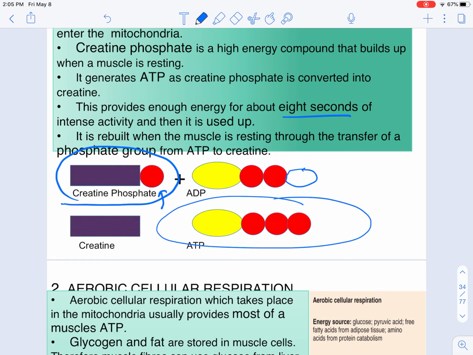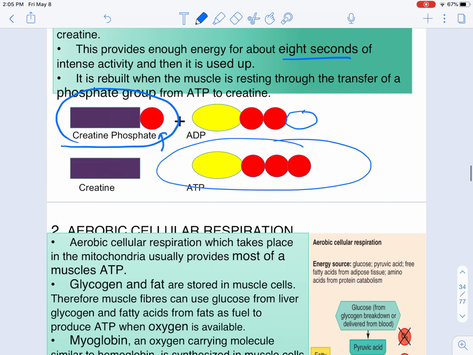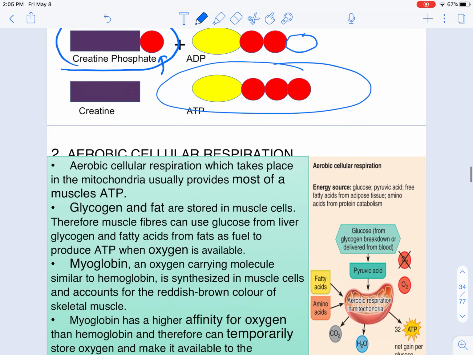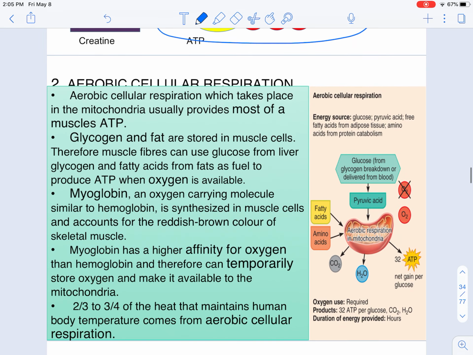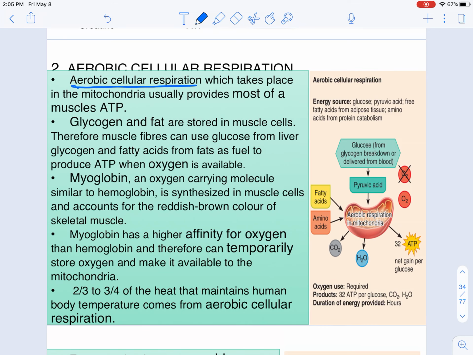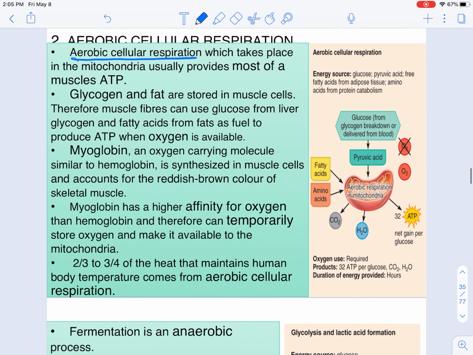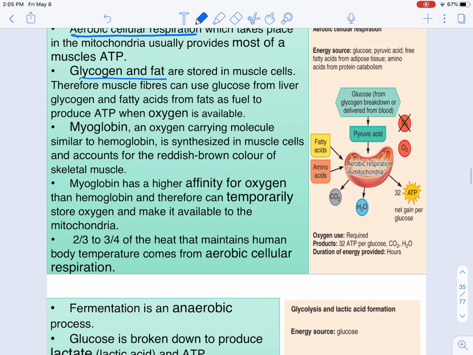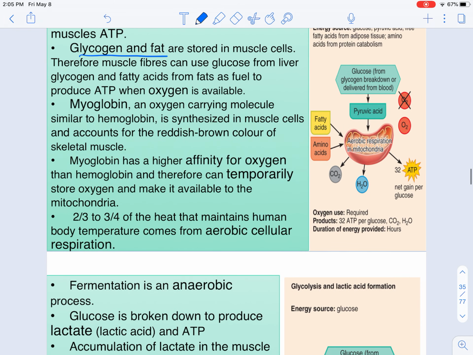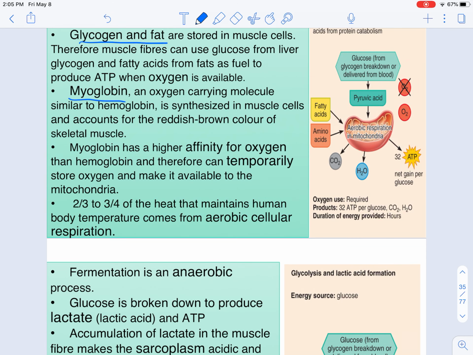It says that creatine phosphate is good for about 8 seconds of supply. And the most, of course, comes from aerobic cellular respiration, which is where we get most of our ATP for the muscles. It says here that glycogen and fat can actually produce some ATP as well. So those can be broken down through their own cellular respiration.